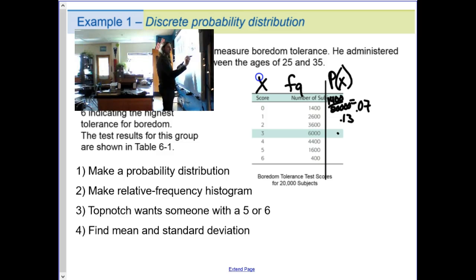Right, 0.18. Now, of course, my writing's different. 6,000 divided by 20 is 0.3. 4.4 divided by 20 is 0.22. Oh, no, I didn't have it yet. And 400.